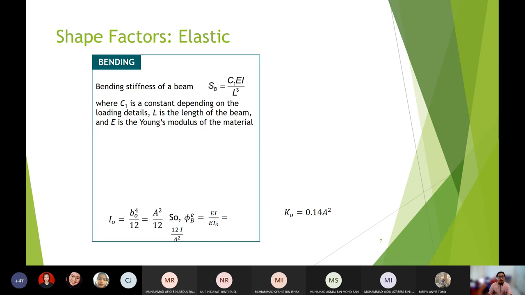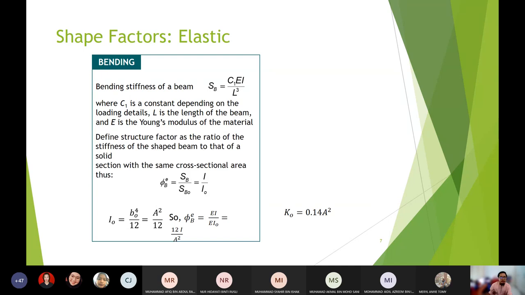If the beam is loaded uniformly, you have a different constant of C1. If the beam is being loaded singularly at the edge, you have a different C1. If the beam is being loaded in the middle of the beam, a single load at the middle, you have a different load. Don't worry about the concept. Actually, you can also refer to our textbook, if I'm not mistaken, in appendix B, where you can find all the formulas and also the corresponding constants depending on the loading of the beam. And L is the length of the beam and E is the Young's modulus.